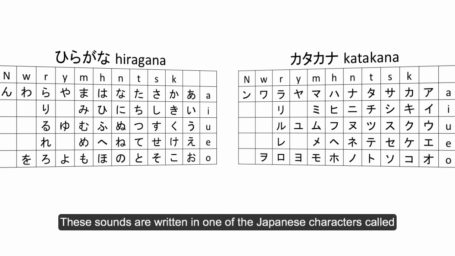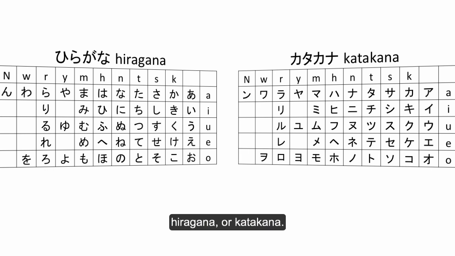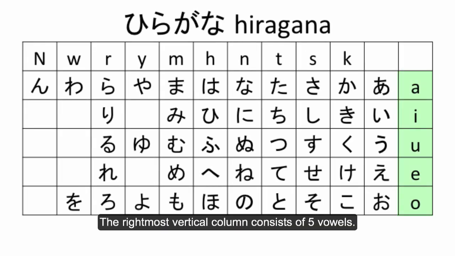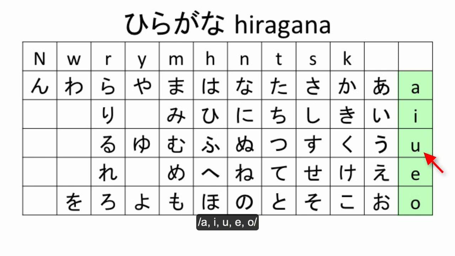These sounds are written in one of the Japanese characters called hiragana or katakana. The rightmost vertical column consists of 5 vowels, a, i, u, e, o, from the top to the bottom. This column is a column of vowels.